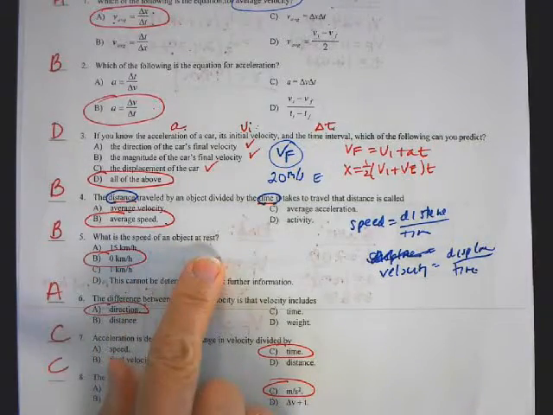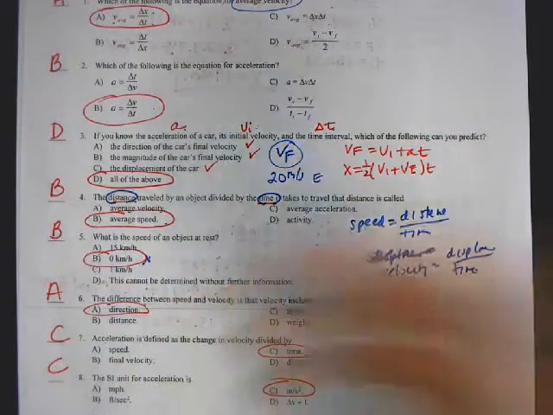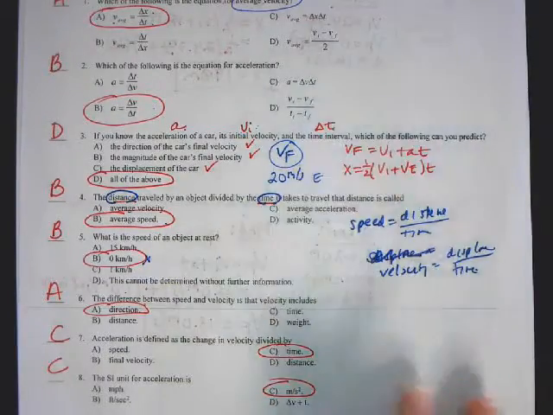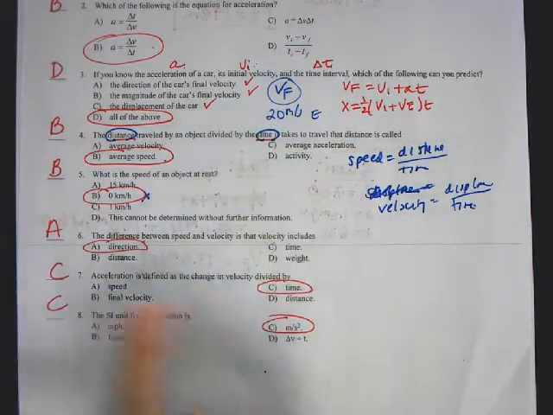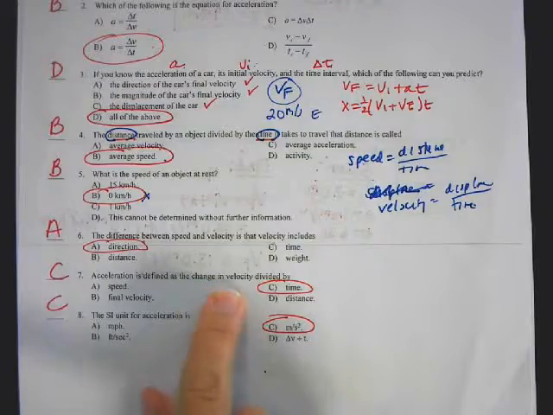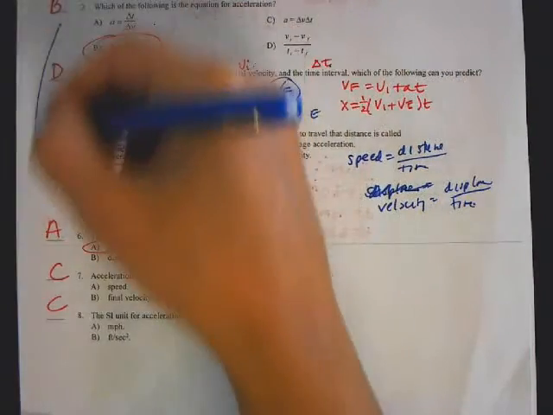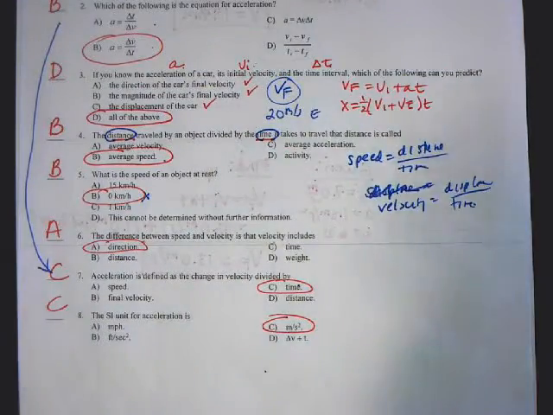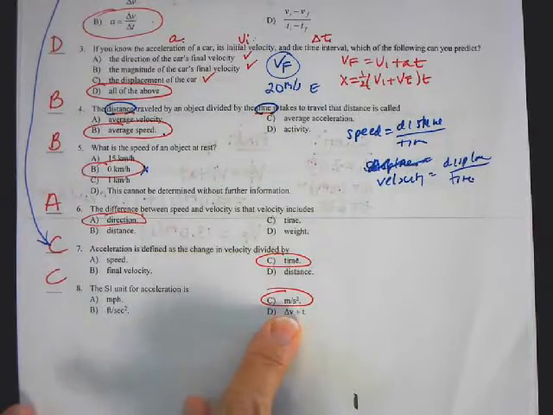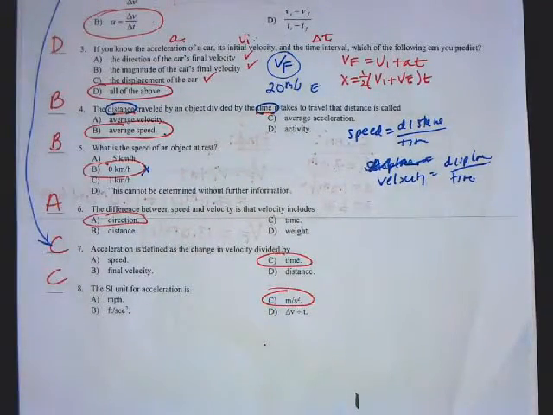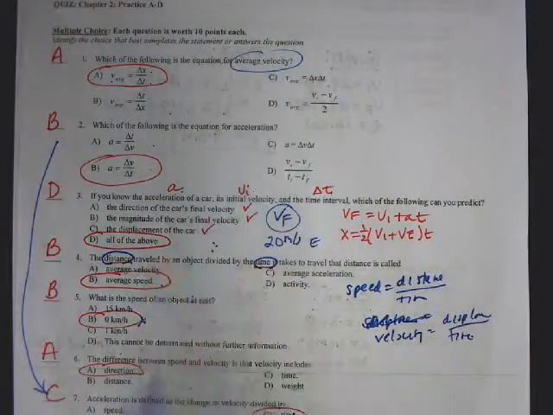What is the speed of an object at rest? I don't think anyone should have missed that. The difference between speed and velocity is the direction. That was again in the definition. Acceleration is the change in velocity divided by the change in time. This is the same as this, instead of it being the equation, it's just in words. The SI unit for acceleration is meters per second squared. I actually took the multiple choice questions from a middle school physical science book, not from a physics book, because I just wanted to do basic questions. Or maybe this one was from the physics book.